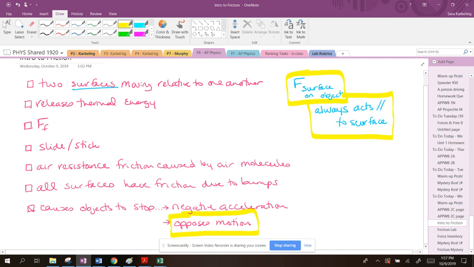Okay? One other little piece of information is that there are actually two different kinds of friction. Does anybody know what those two kinds of friction are?